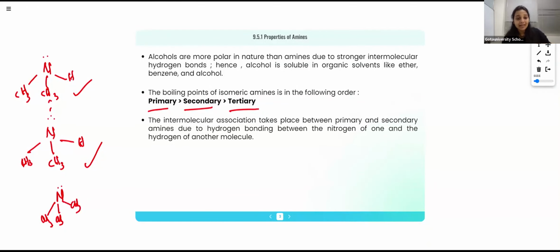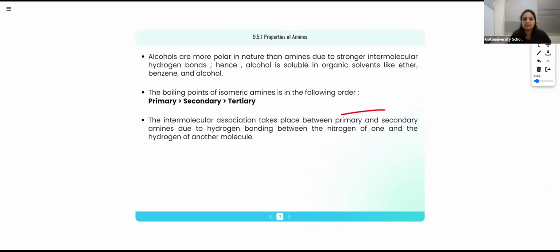In case of primary, hydrogen bonding is there, because only one hydrogen is replaced by an alkyl group. There is an intermolecular interaction, a hydrogen bonding, so it is not easy to break the bond, and the boiling point will be high. That is the reason for the difference in the boiling points of primary, secondary and tertiary amines. Got it? So this is the property.